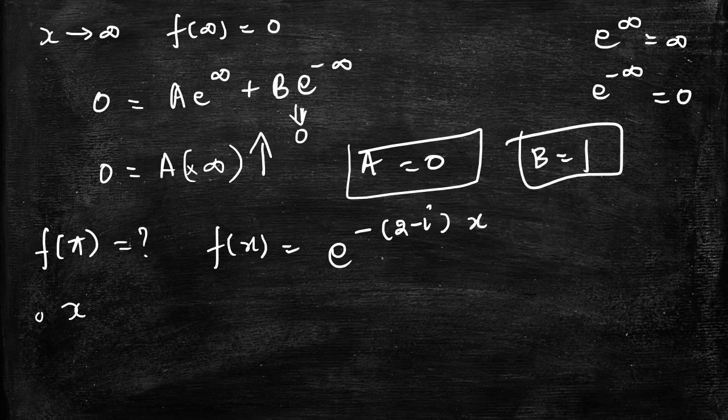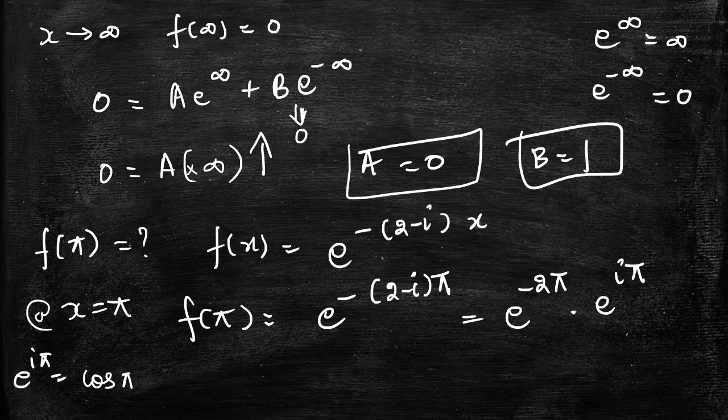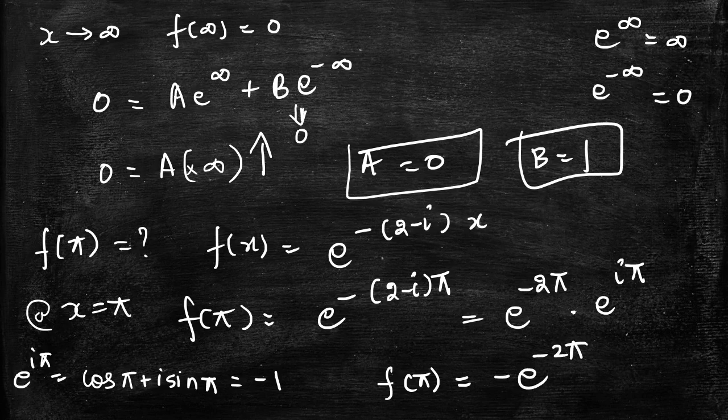So now at x is equal to pi, f of pi will be e power minus (2 minus i) into pi. Okay, I can write this as e power minus 2 pi dot e power i pi. So e power i pi is nothing but cos pi plus i sin pi, which is equal to minus 1. So f of pi will be equal to minus e power minus 2 pi.